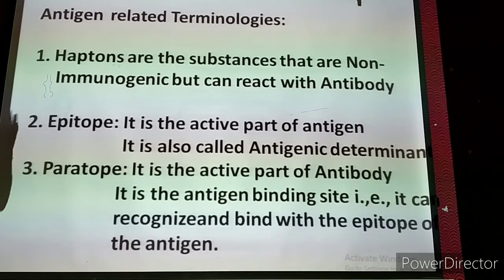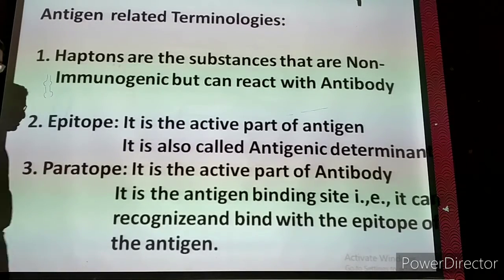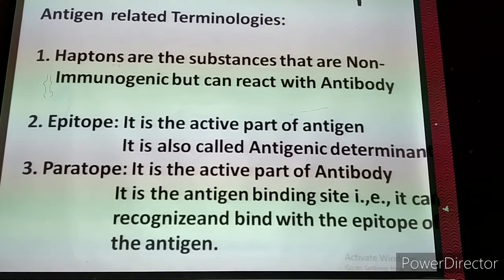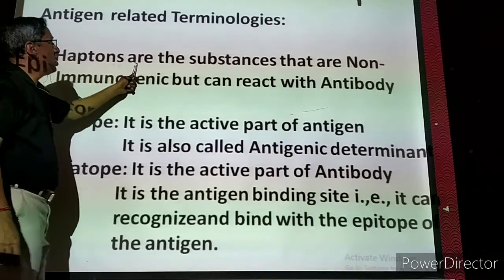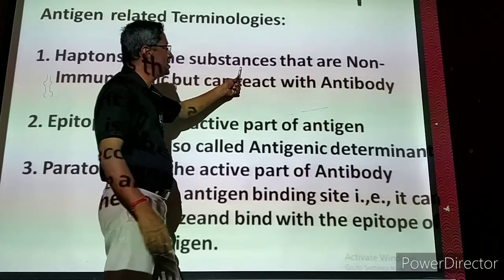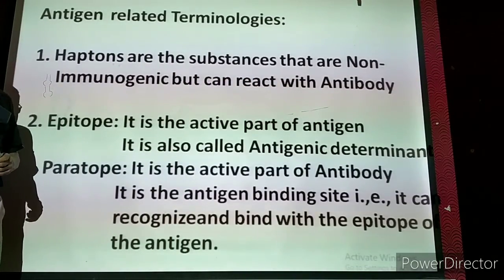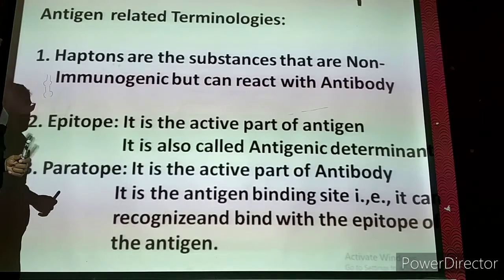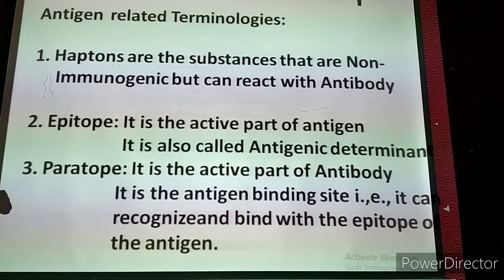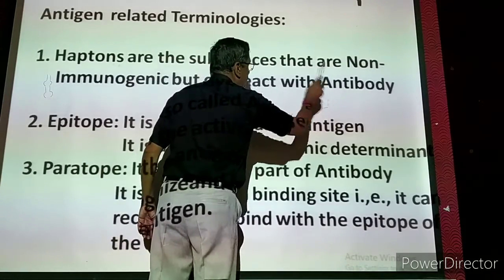Now connected with that, some terminologies we have to study. The first terminology is haptens. What are haptens? We have to see. Haptens are the substances, chemicals. Haptens are some chemical substances that are non-immunogenic. That means they are not stimulating our immune system, but can react with antibody.